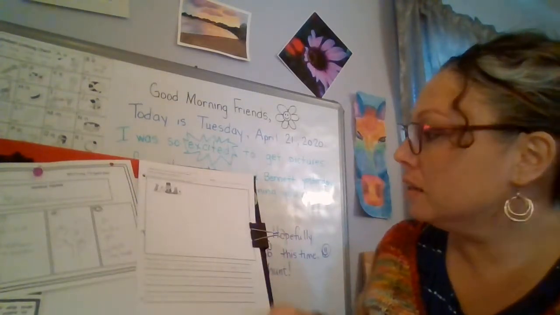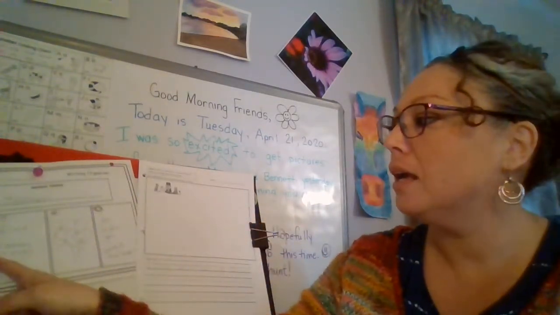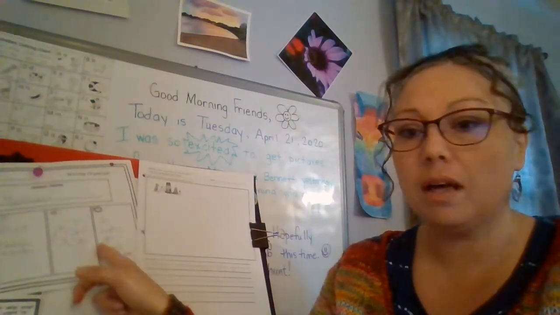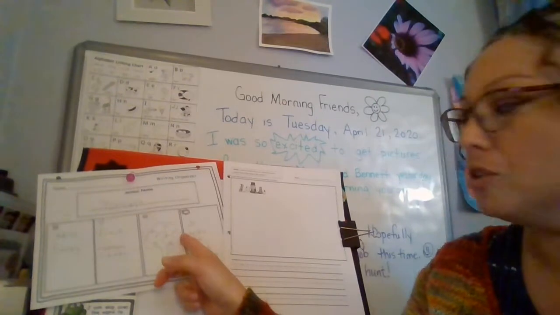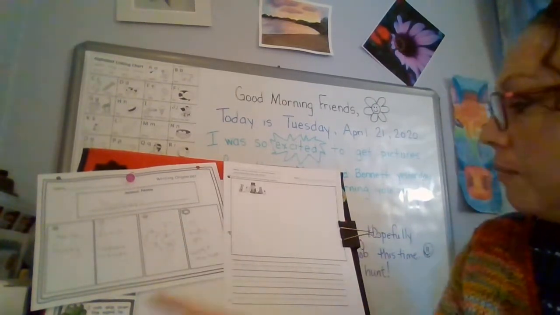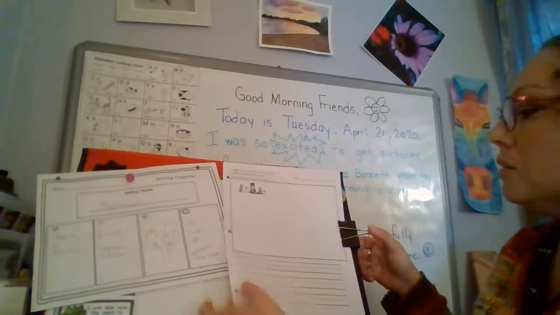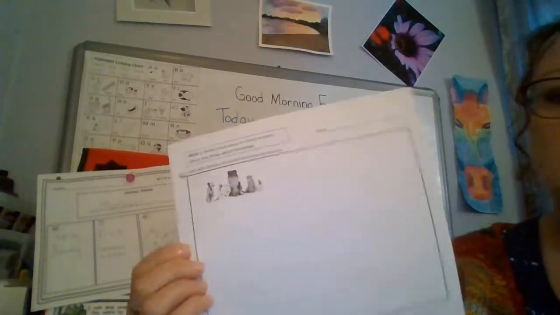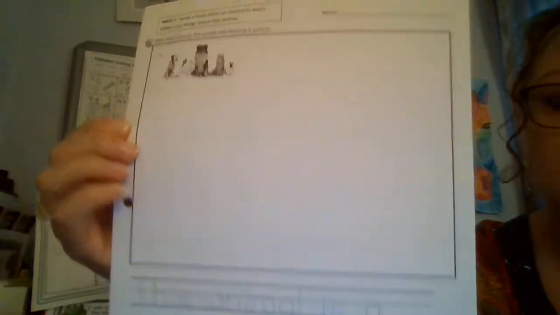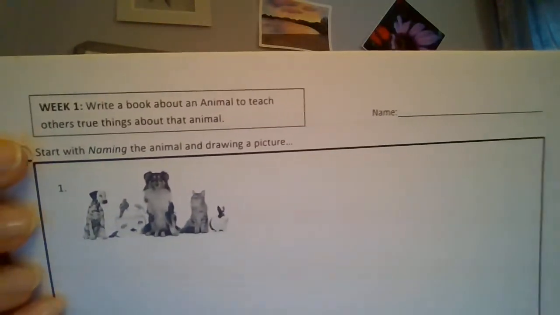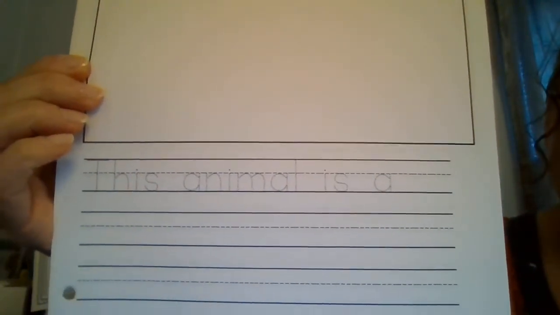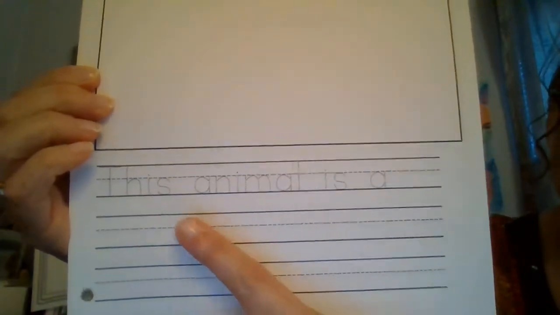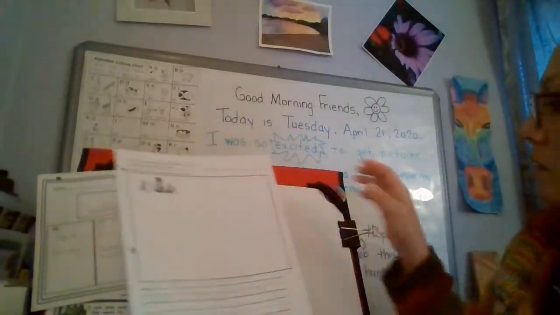In your packet, you have completed at least one of the writing organizers to gather your facts, your information about your animal. And then you'll see that there are two booklets. The one that I'm going to use first in this first week is labeled Week 1. To help you get started, this first week has some sentence structure already on it to help guide you and to help guide your student.